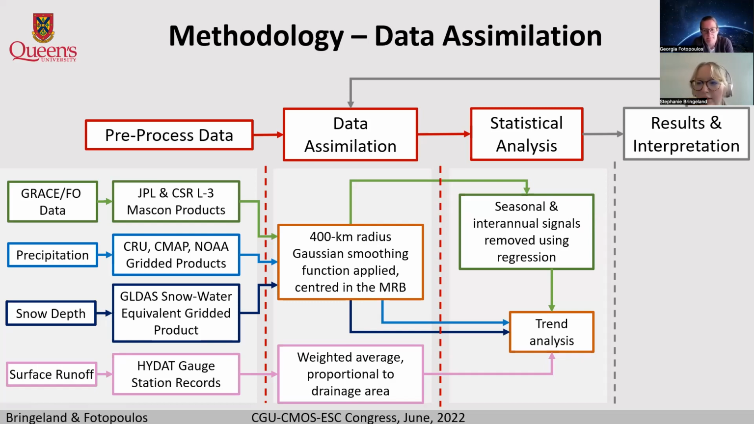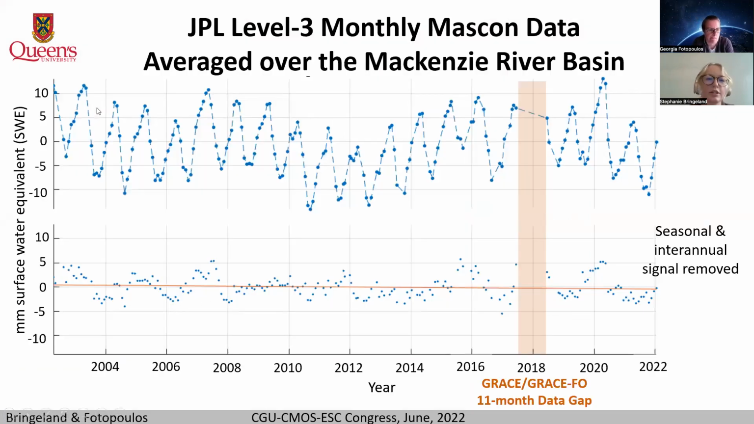I'll touch on some of the results though, and then some of the future work. So looking first at the GRACE data, this is just the JPL product. The CSR product agrees quite well, so I'm just showing one for clarity. This is in millimeters of surface water equivalent and is of course centered at 0, so this is the anomaly.